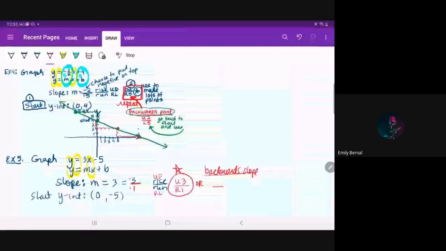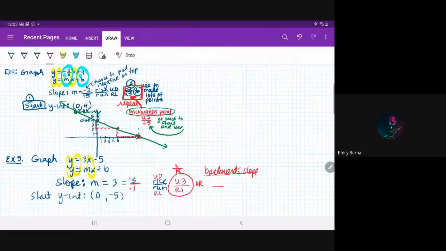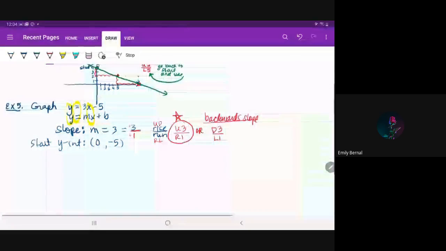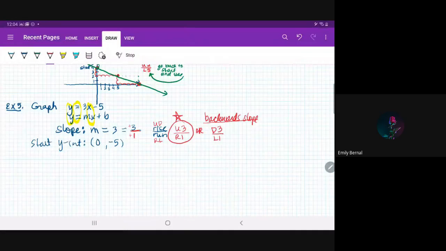So what's the opposite of up 3? Yeah, down 3. And what's the opposite of right 1? Yes, left 1. So I'm going to first use the up 3, right 1, as long as I can. But if I run out of space, then I'm going to use the down 3, left 1. Okay, so this is a good example for what work you're going to show for the homework.